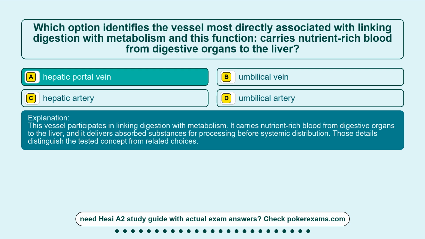This vessel participates in linking digestion with metabolism. It carries nutrient-rich blood from digestive organs to the liver, and it delivers absorbed substances for processing before systemic distribution. Those details distinguish the tested concept from related choices.